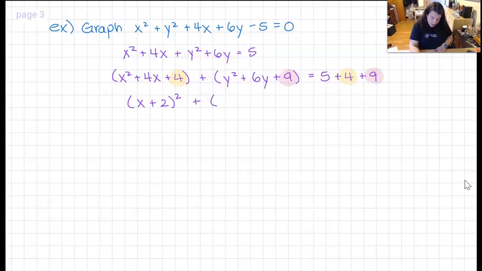Half of 6 is 3, so it's going to be y plus 3 squared. And then you add all those numbers there, and you get 18. And now it's in the right form. Yay! So then we can go ahead and find the center and the radius.